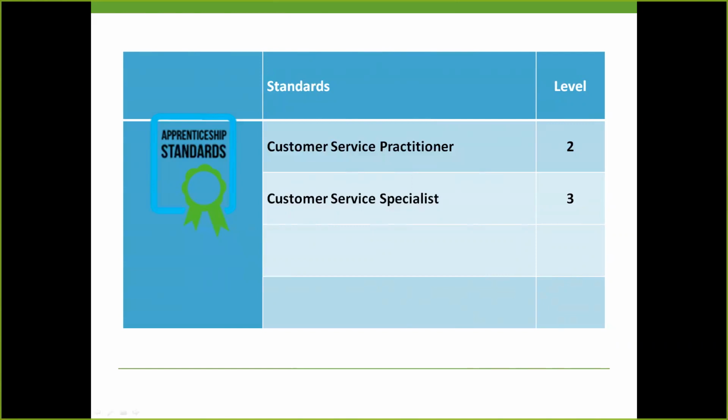The Customer Service Specialist, which is a Level 3, you will be very pleased to know, has just been approved in May 2018. The duration for this particular standard is around 15 months.